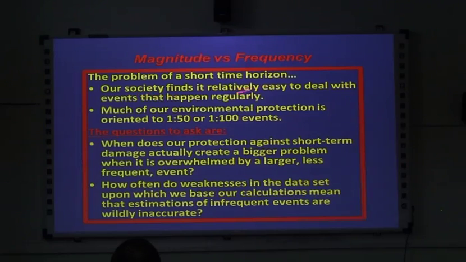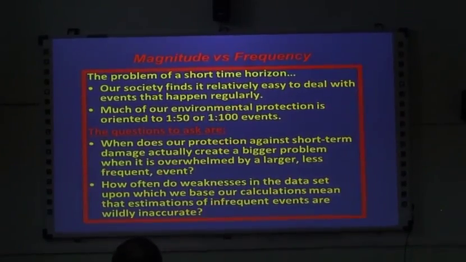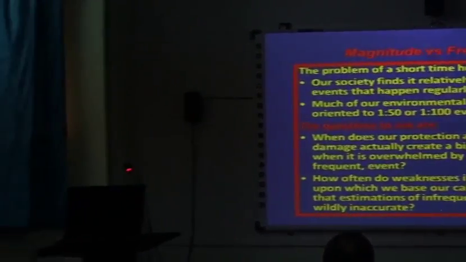The events we can deal with as a society tend to be the ones that happen regularly. And much of our environmental protection is ordered to 1 in 50 or 1 in 100 year events. Our big questions to ask, though, are: when does protection against the short-term damage actually create a bigger problem when it's overwhelmed by a larger, less frequent event? How often do the weaknesses in the records on which we base our data calculations matter, because our records don't go back 100 years, certainly not here, and barely do in the UK.